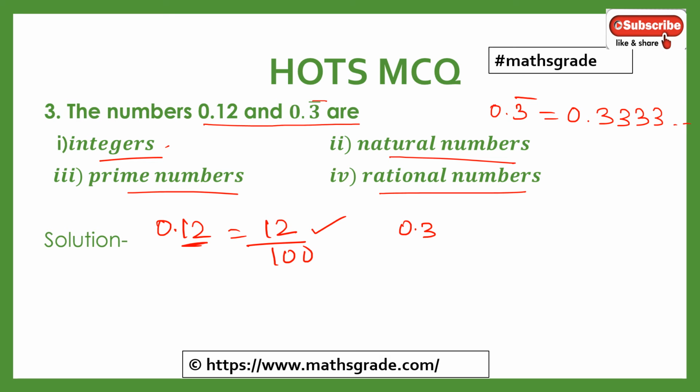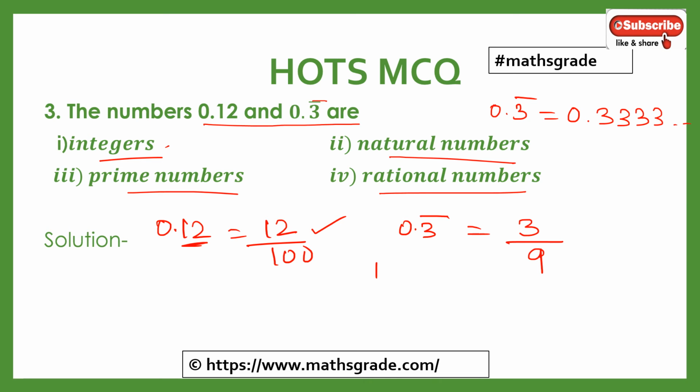And 0.3 bar, we can write as 3 divided by 9. Here 3 is repeated. The repeated number is written in the numerator, and in the denominator the series of the digit 9. Here only one digit is repeated, so we place the digit 9 in the denominator.